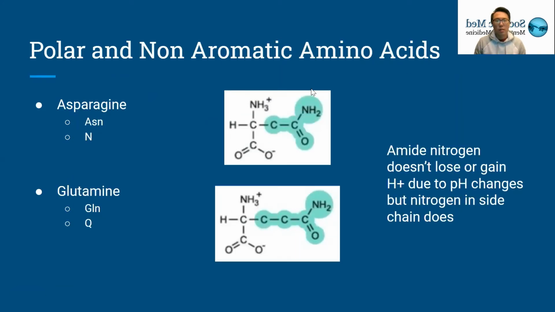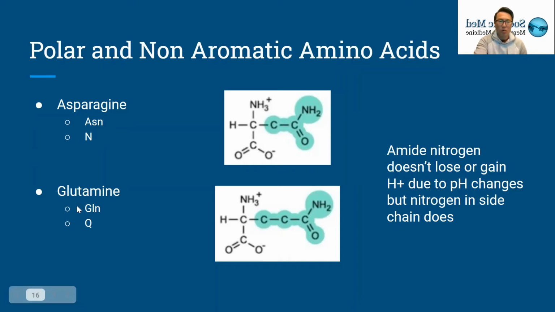And then these are also polar but non-aromatic, but instead of hydroxyl groups, they're amide groups. So the first one is asparagine, ASN. This is also weird. N is the single letter abbreviation, and it has an amide group as the side chain. And then glutamine, it's similar except it has one more carbon in the chain. Glutamine, GLN, and it's also weird. It's Q. So I usually remember glycine as G, and then this Q, it kind of looks like a G.